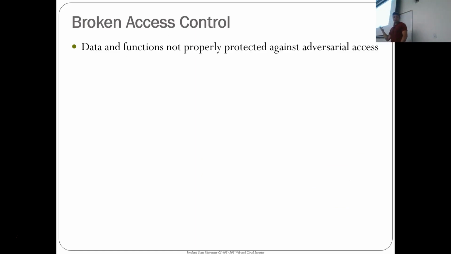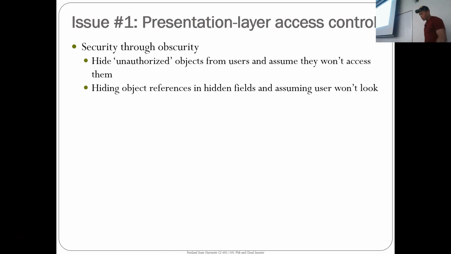So the first part is that you're not protecting either the data on your website or the functionality of your website properly, and especially against adversarial access. So there are many different examples of broken access control.